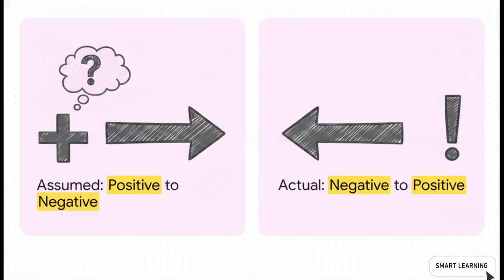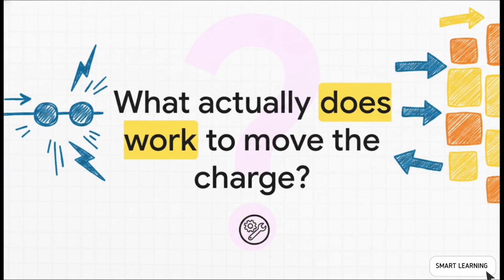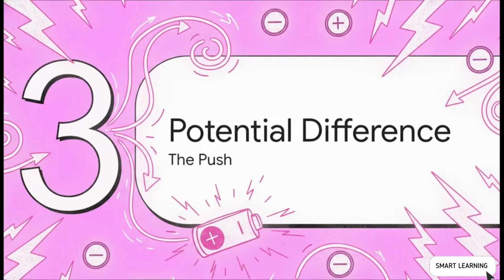So, okay, we've got our flowing charge, and we've agreed on which way to draw the arrows on our diagrams. But that leaves a pretty massive question hanging in the air. We know charge moves, sure, but what actually does the work to push it? I mean, charge doesn't just get up and move on its own. That brings us perfectly to part 3, the push, also known as potential difference.